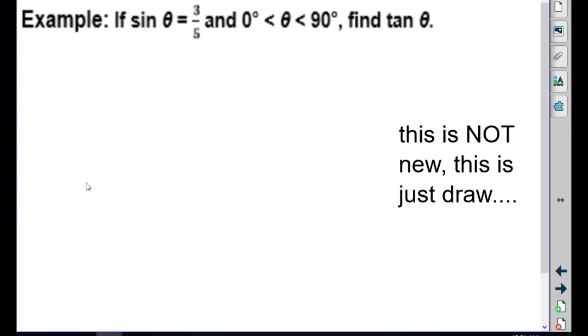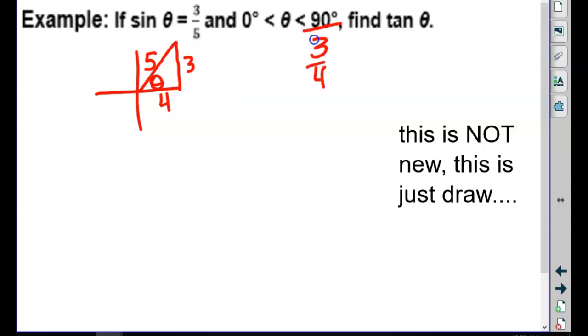The first few questions today are just about drawing in the right quadrant. You can use trig identities to solve for these, but I never do. This says you're between 0 and 90, so you're in quadrant 1. The sine, which is opposite over hypotenuse. Can you find this side, guys? 3 squared plus something squared equals 5 squared. So it's 4. So the tangent from this angle, anybody? Opposite over adjacent, 3/4. Okay, this is not new.